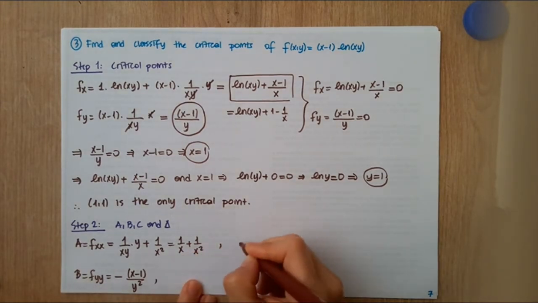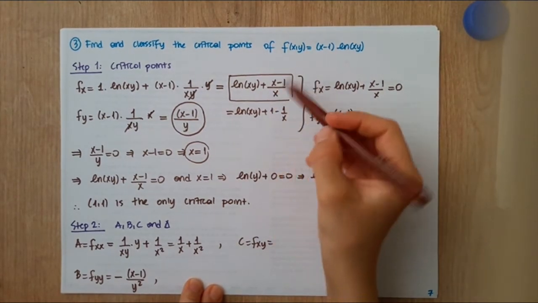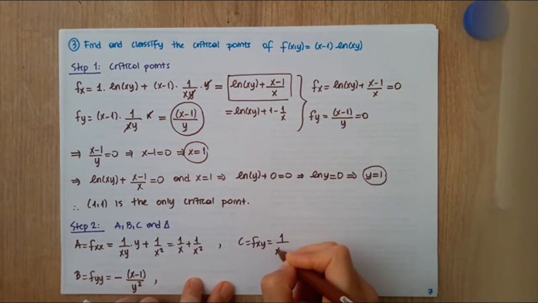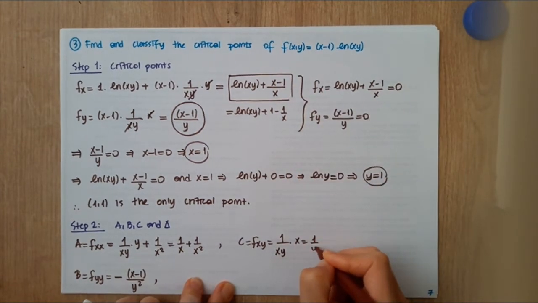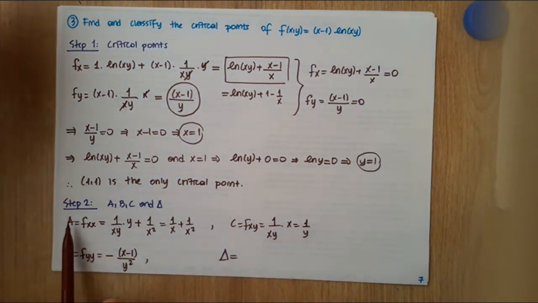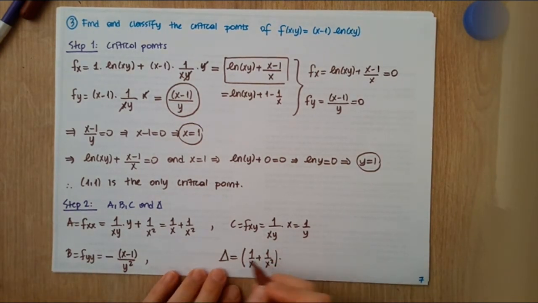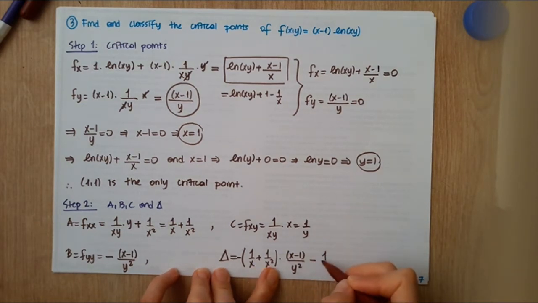And c will be f of xy, and the derivative of this function with respect to y: this part will be 0 because there is no y here, and the derivative of this function will be 1 over xy times the derivative of the inner term with respect to y, which is x, so I have 1 over y. At the end, delta will be a times b, which means 1 over x plus 1 over x squared times b. I will take this minus here, x minus 1 over y squared minus the square of c, 1 over y squared.